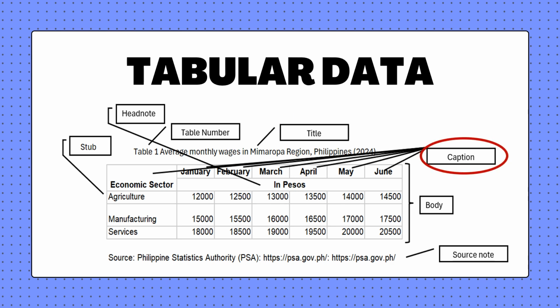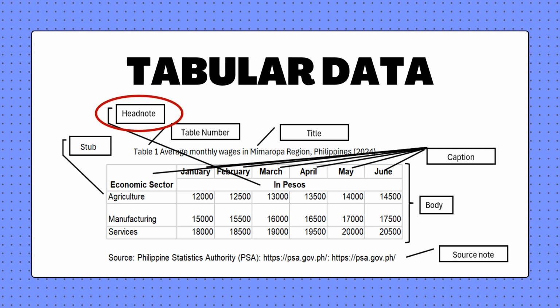Caption: the caption refers to the heading of each column, also referred to as the box head. Stub: stub refers to the heading of each row. Body: body contains the data, which is the most important part of the table.